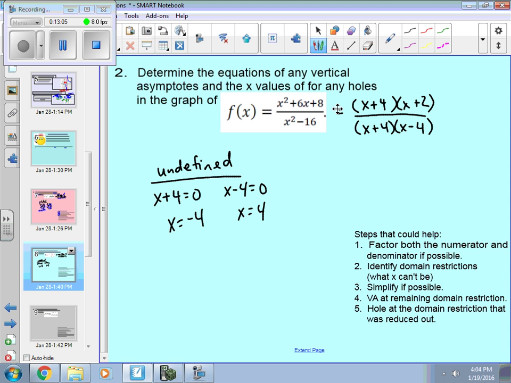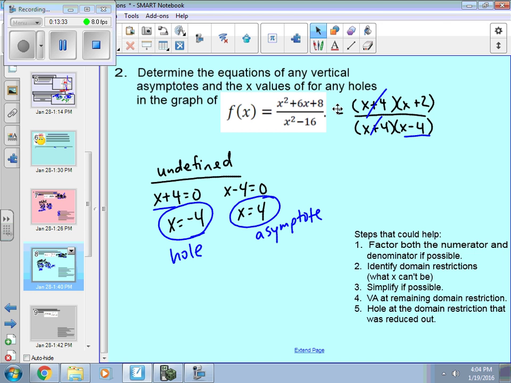Well, let's see. Did either of these two cancel with the top? Yeah. The x plus 4 on top and the x plus 4 on the bottom cancel out. That one came from this one right here. So this is a hole because it canceled with the top. The x minus 4 does not cancel with anything. So that means this value is going to be an asymptote. So that's how you tell if it's a hole or asymptote.